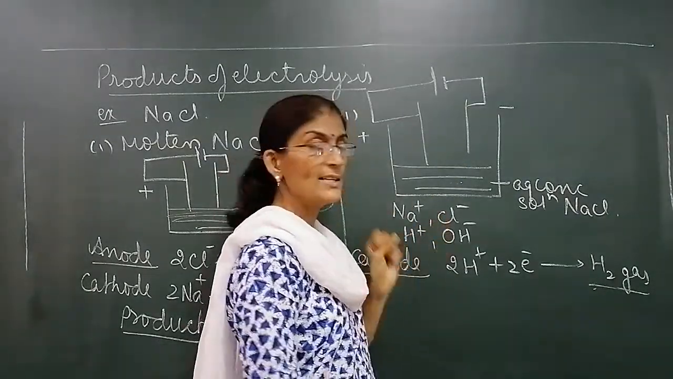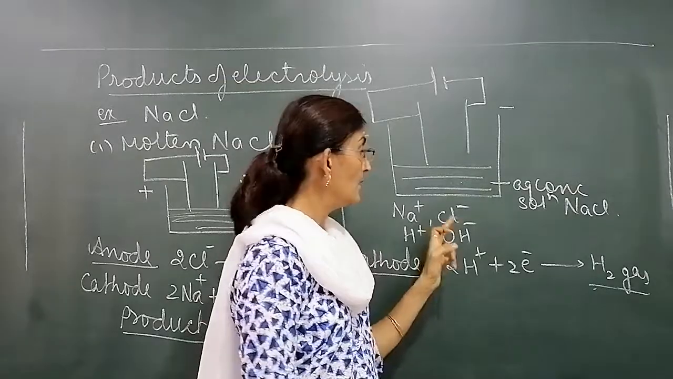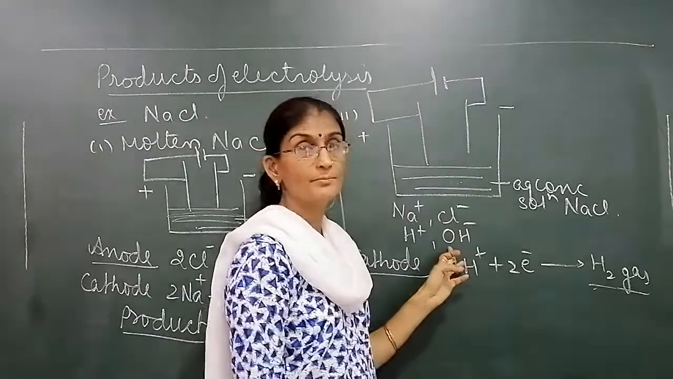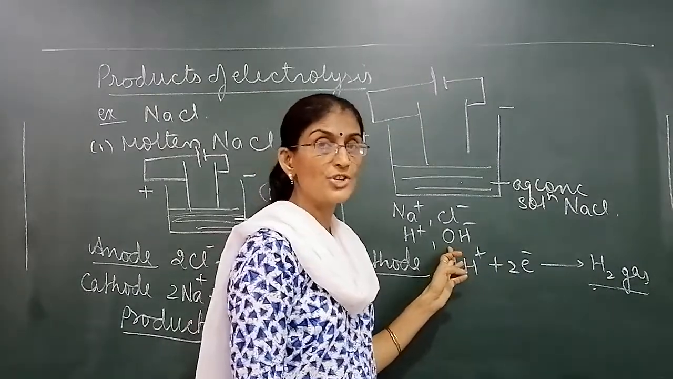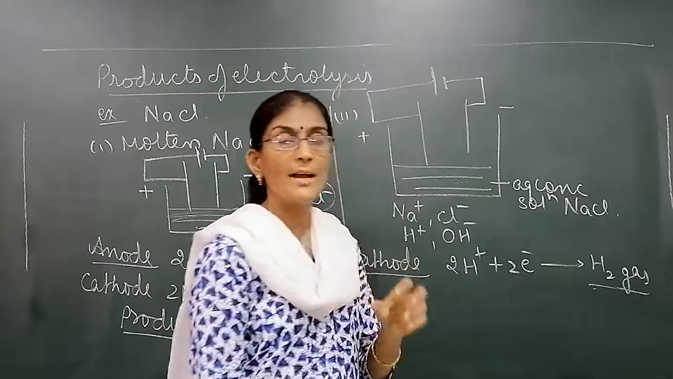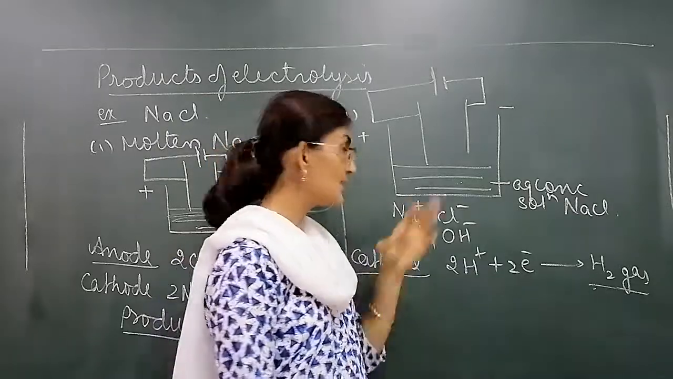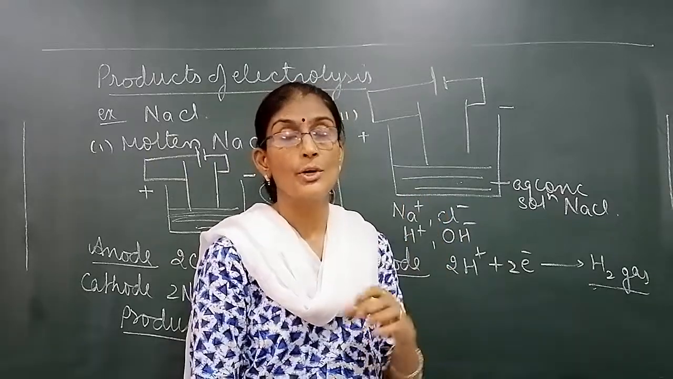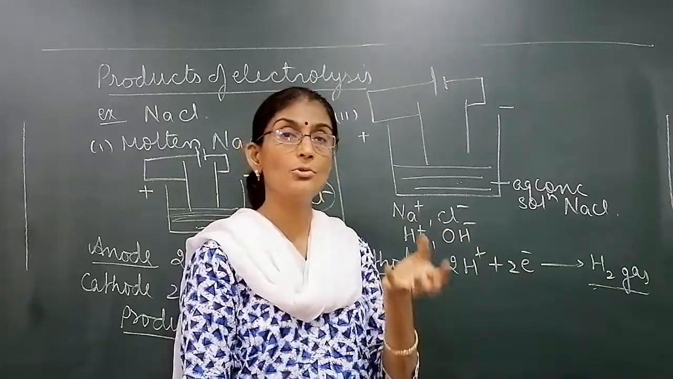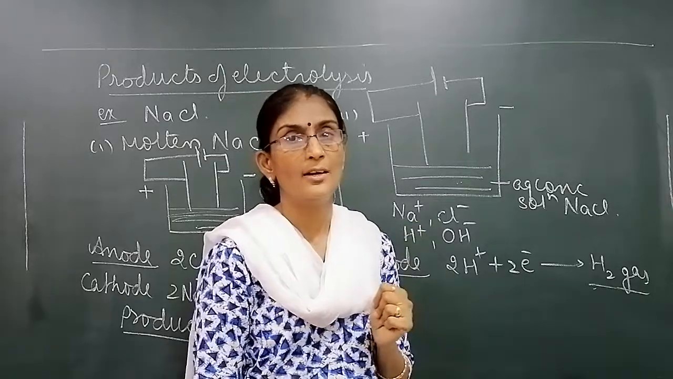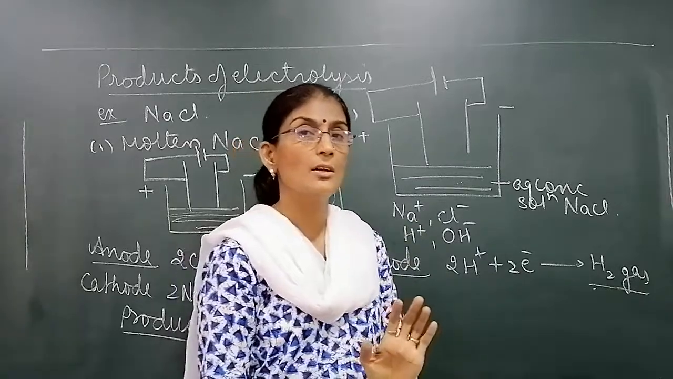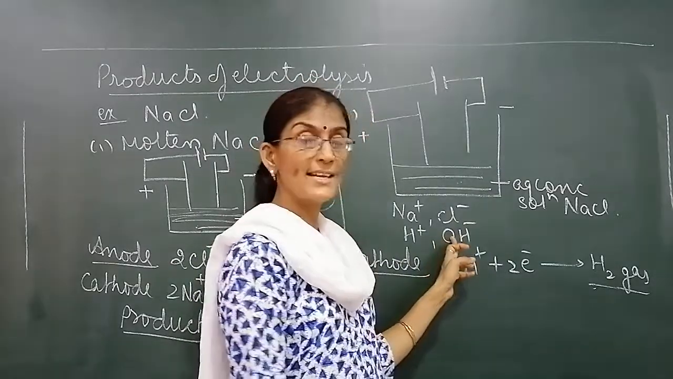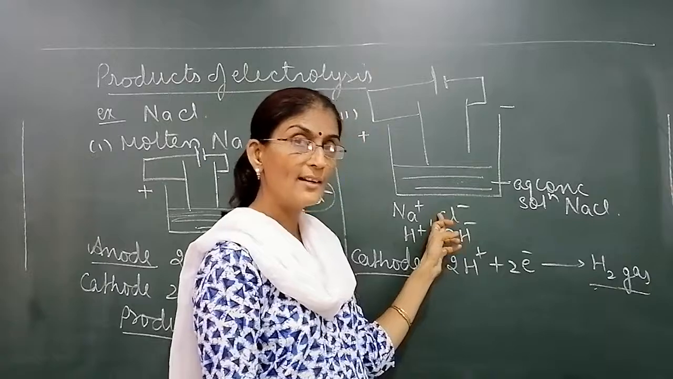Now out of Cl minus and OH minus, no doubt, chloride ion has more oxidation potential than water. But due to over potential, what is over potential? Sometimes so happen that its electrode potential is more, but kinetically the process is slow. So in order to increase the rate of reaction, we have to increase the potential. Okay, in order to increase the potential is called over potential. So reason why this OH minus will move, why not this chloride ion?